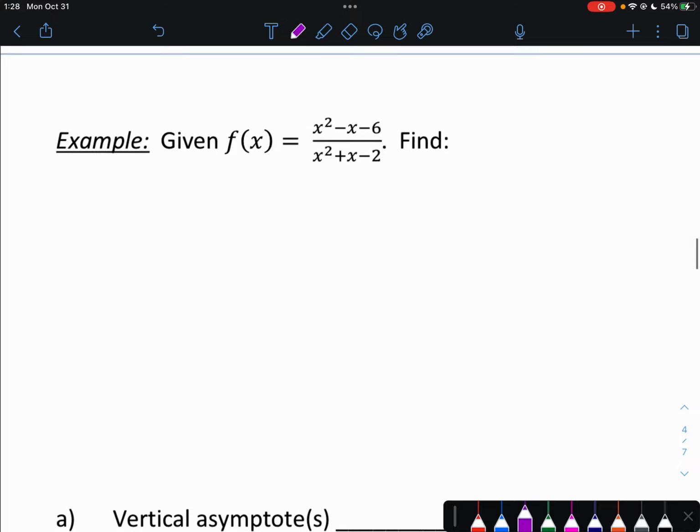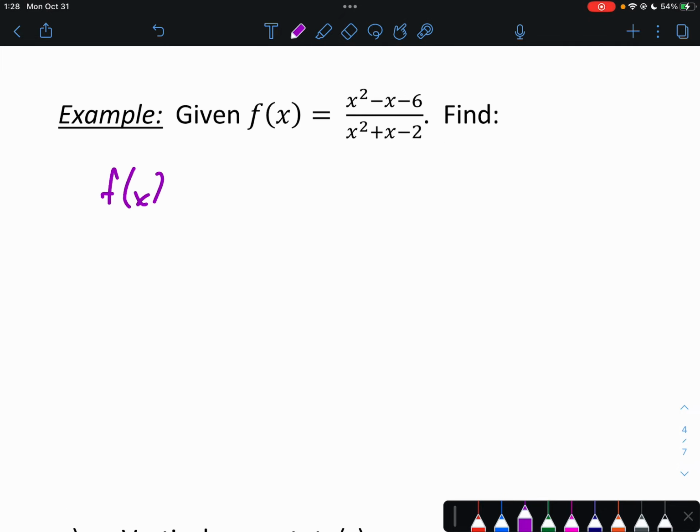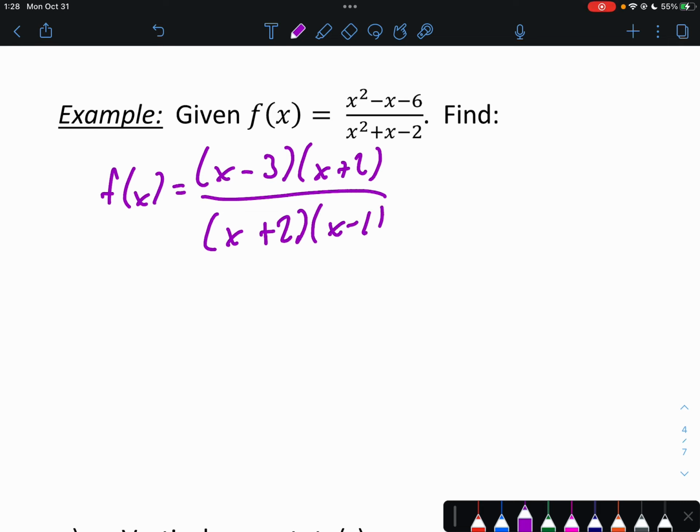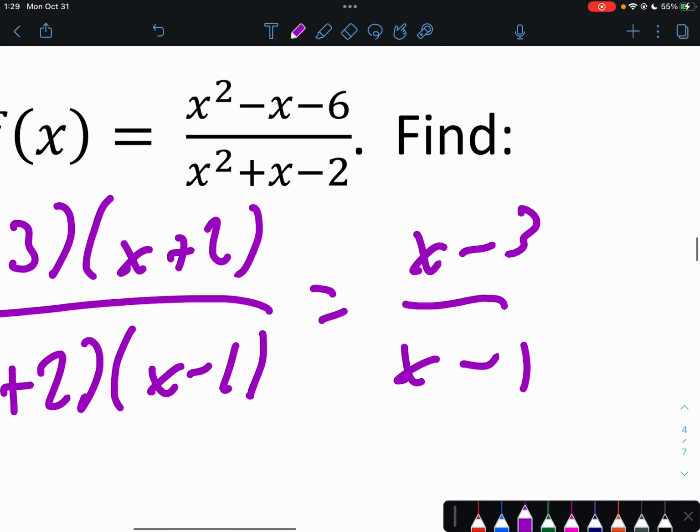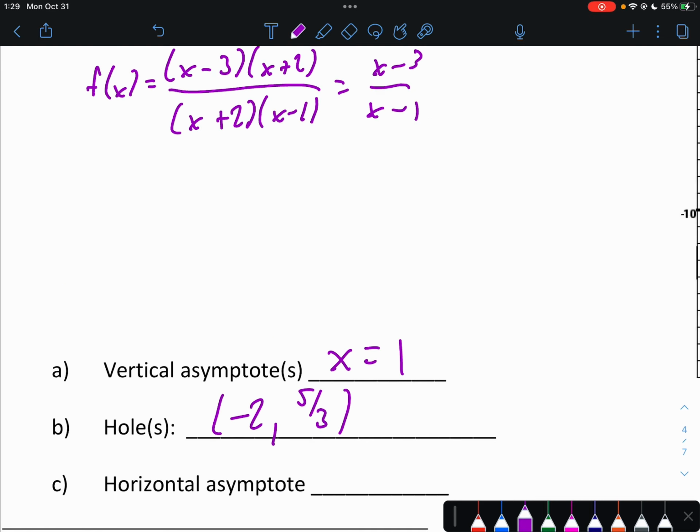Second one, again, I'm going to start here by factoring, and if you can cancel, then go ahead and cancel. So the vertical asymptotes come from the denominator, the simplified denominator, so that'd be x equals 1. The hole is what we canceled earlier, so that's negative 2 comma. Put negative 2 back in the simplified version, you get negative 5 over negative 3, 5/3. The horizontal asymptote, again, these match again, right? So it's going to be 1 over 1, which is, of course, just 1. So y equals 1.